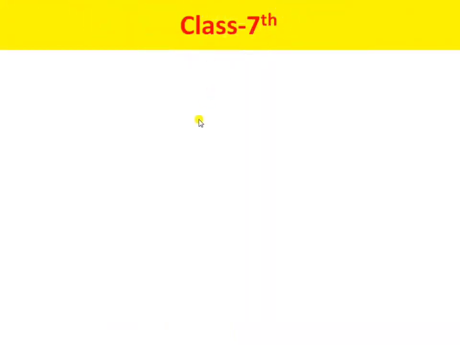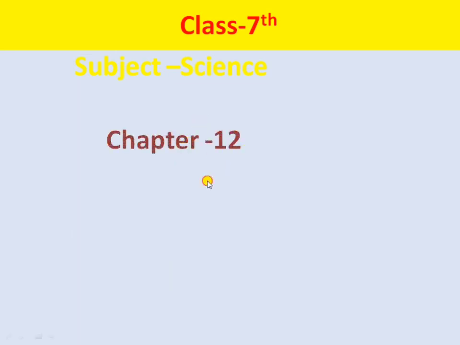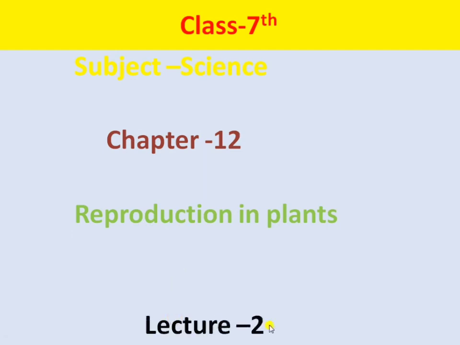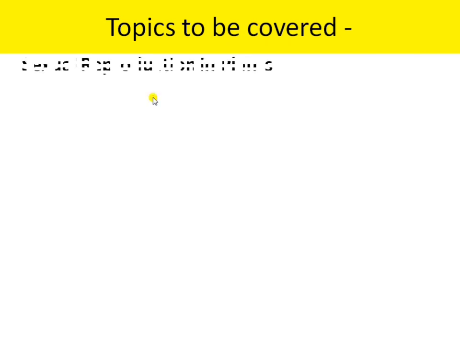This video is for the class 7 subject science, chapter number 12, reproduction in plants. This is your lecture number 2. Next are the topics to be covered. I am going to cover the topics of this chapter. The first topic is sexual reproduction in plants. We have already seen asexual reproduction in plants in the previous lecture.